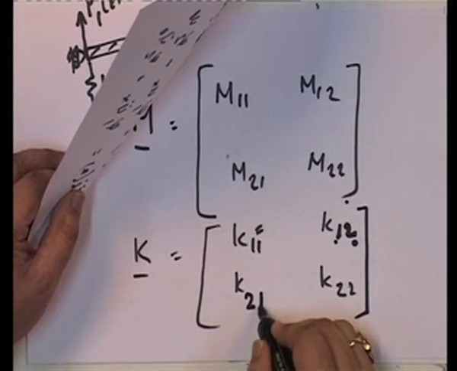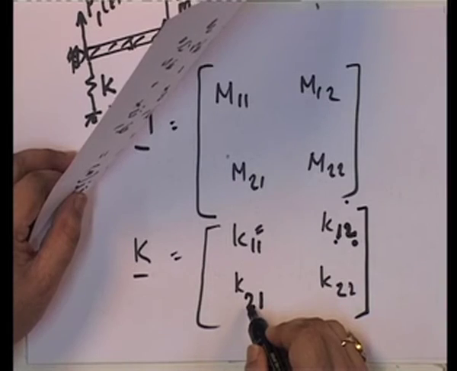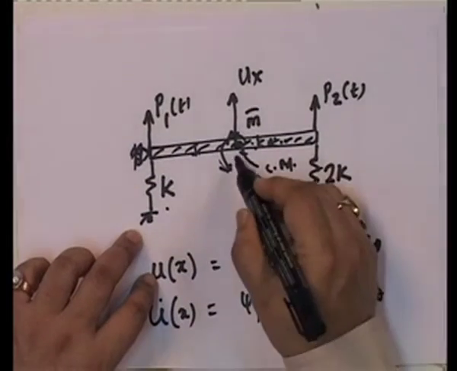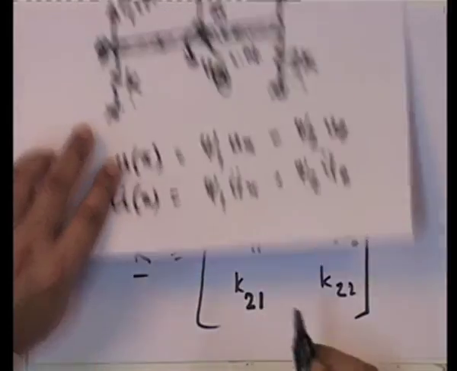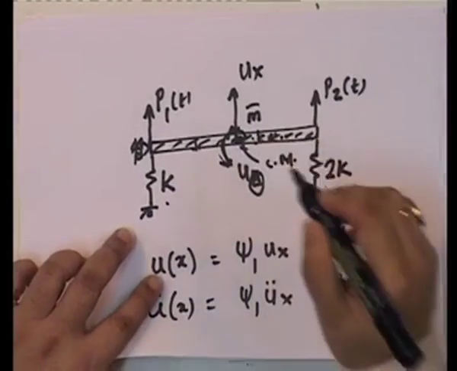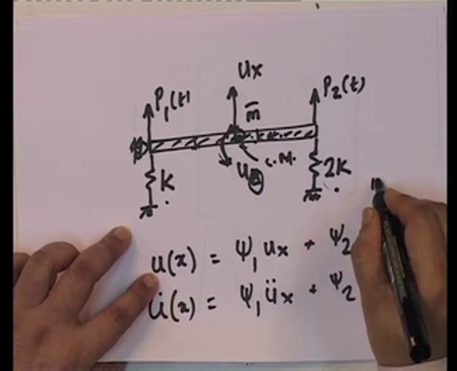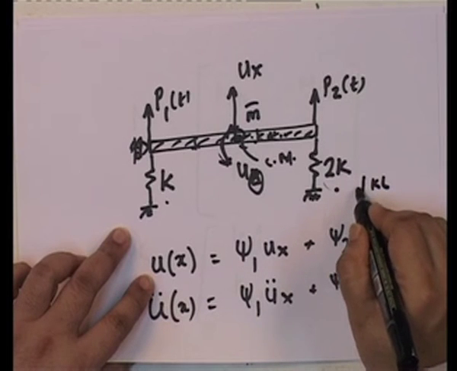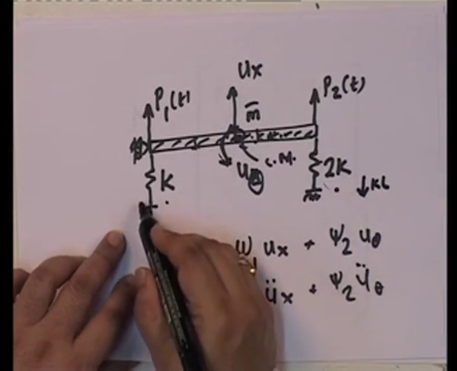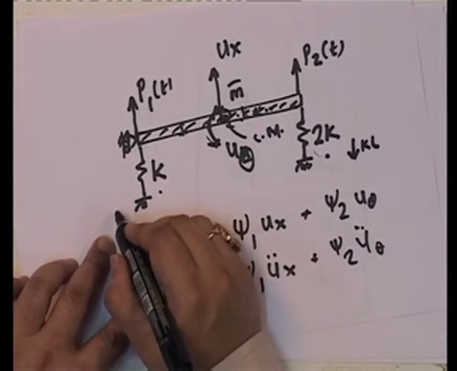What is K21? K21 is the force corresponding to degree 2. In this particular case, what is degree 2? Rotation. What is the force? Moment. So, it is the moment due to a unit displacement here. Let us look at the unit moment that we get here. You see, if I put a unit displacement here, what do I get over here? I get kL, which way? This way. If I put a displacement, what do I get over here?